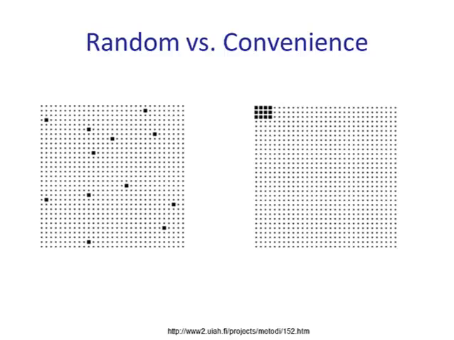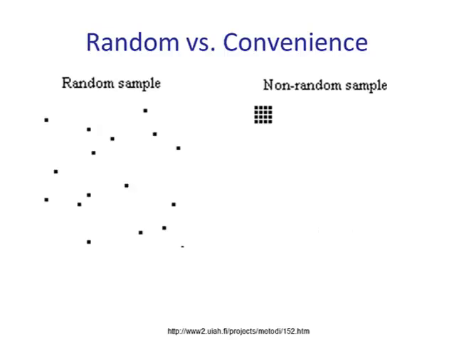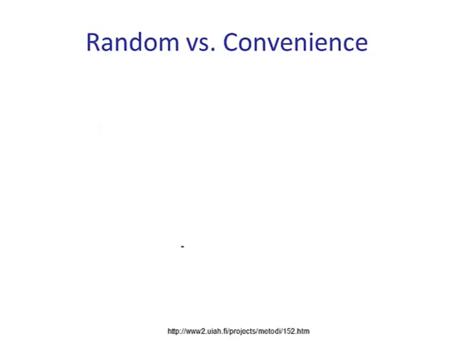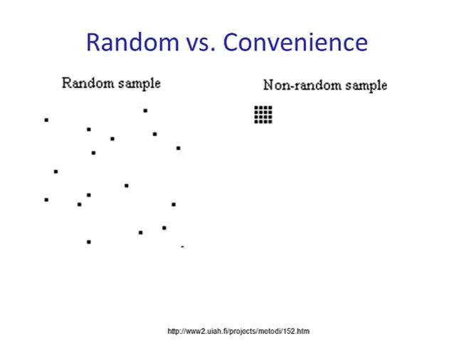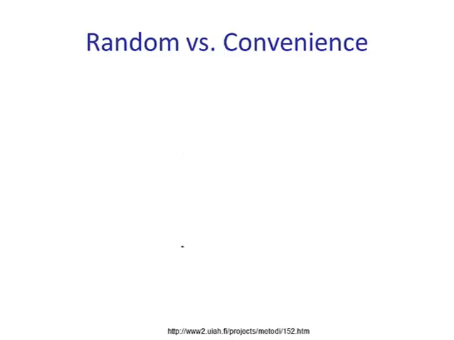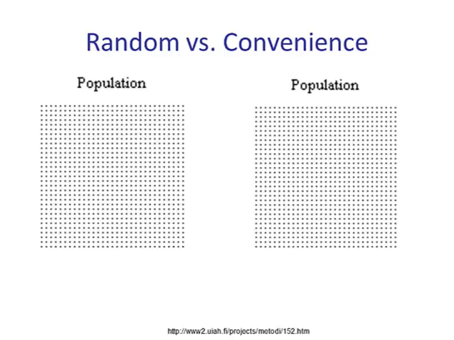Okay, imagine this is our population. We have a random sample, and then we have a convenient sample, and as we can see, a random sample is going to be better. It's going to be more representative than a convenient sample.